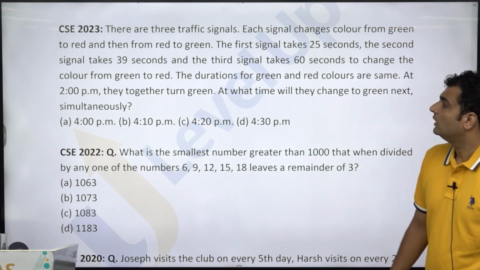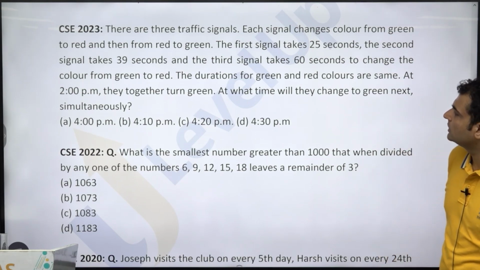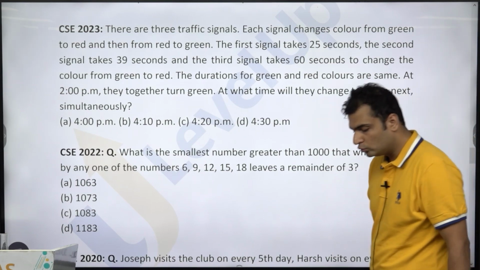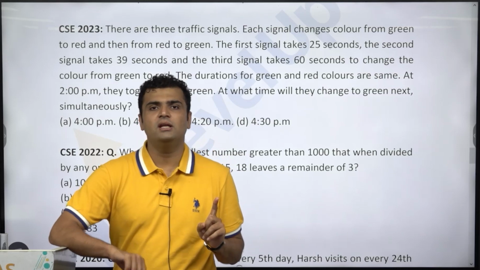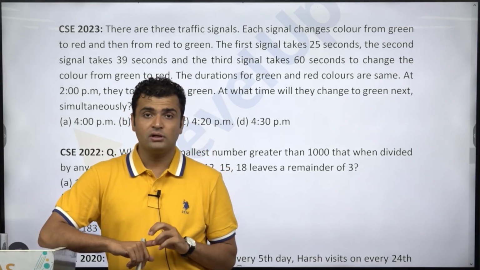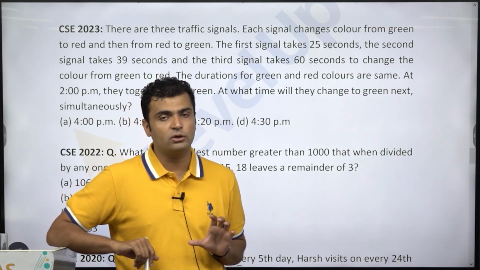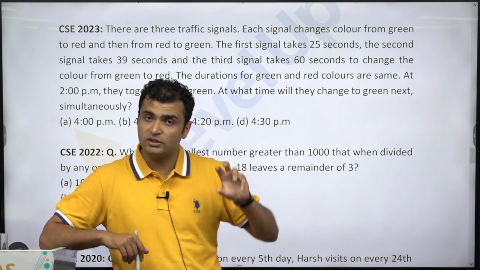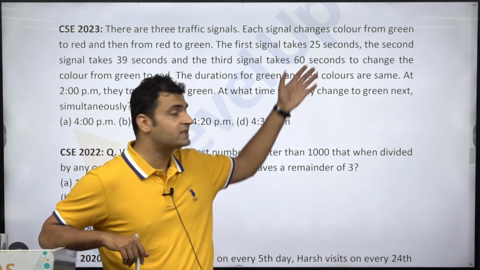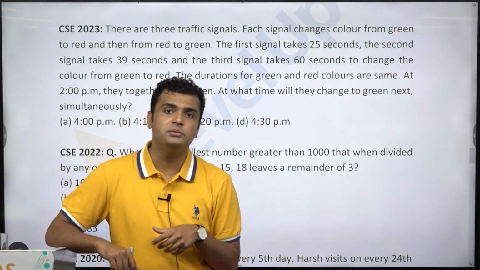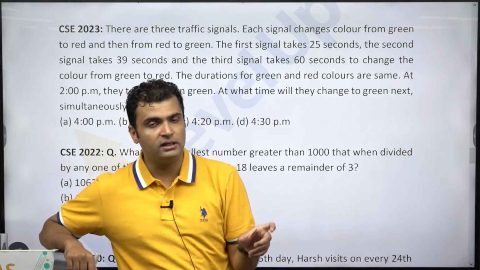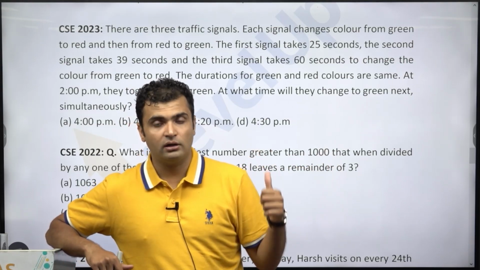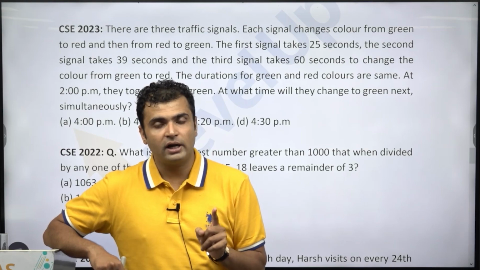ठीक है. At 2 p.m. they together turn green. At what time they change the color green next simultaneously? So always in LCM questions what will happen is there will be different frequency of different quantities. यहाँ पे जैसे कि 3 सिग्नल है लेकिन अलग अलग फ्रीक्वेंसी पे चल रहा है. एक 25 सेकंड पे चल रहा है, एक 39 पे चल रहा है, एक 60 पे. There are 3 different frequencies in which they are running. That will be one identifier.